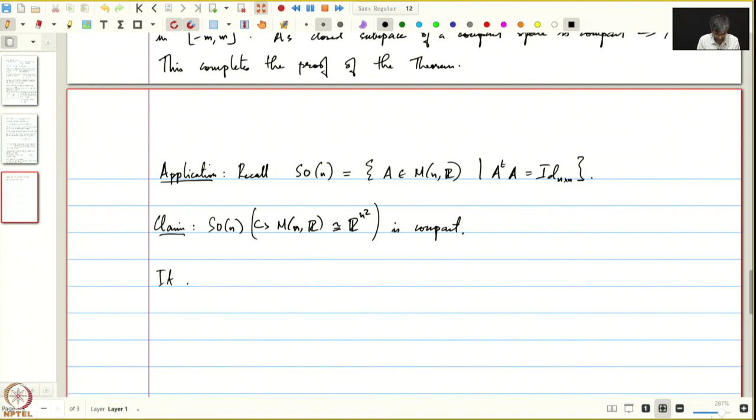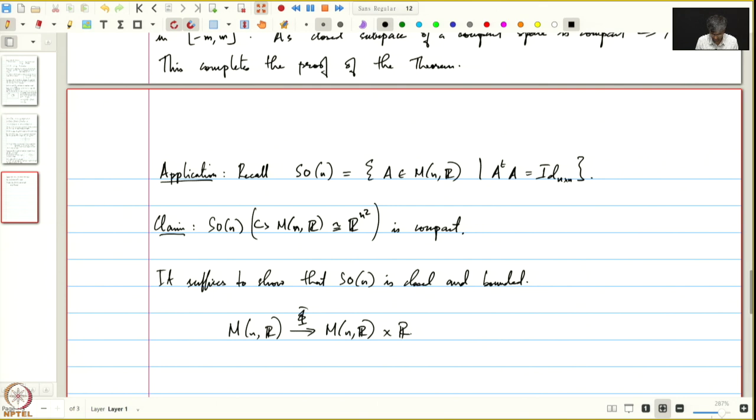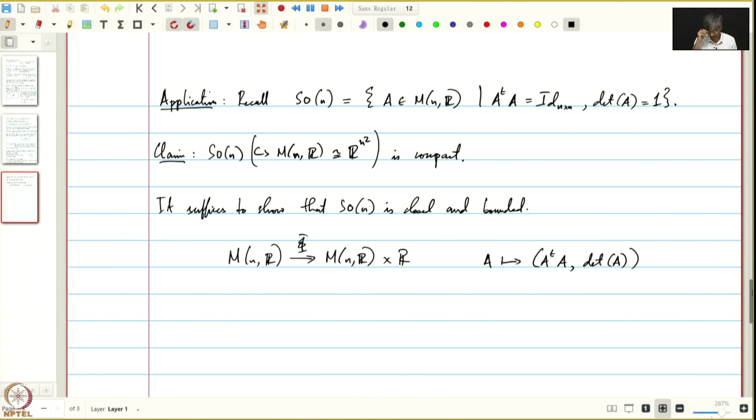So it suffices to show that SO(n) is closed and bounded. Let's first show that SO(n) is closed. So let us consider the map from M_n(R) to M_n(R) cross R. This map is given by A gets mapped to A transpose A, comma, determinant of A. Oh, sorry, I forgot to put the determinant condition. So we claim that this map is continuous.